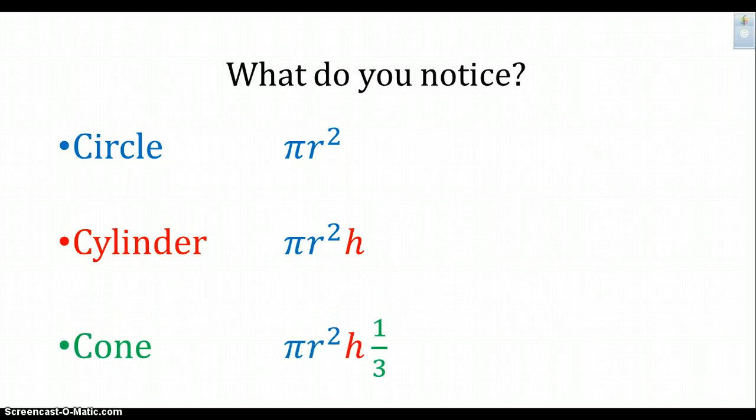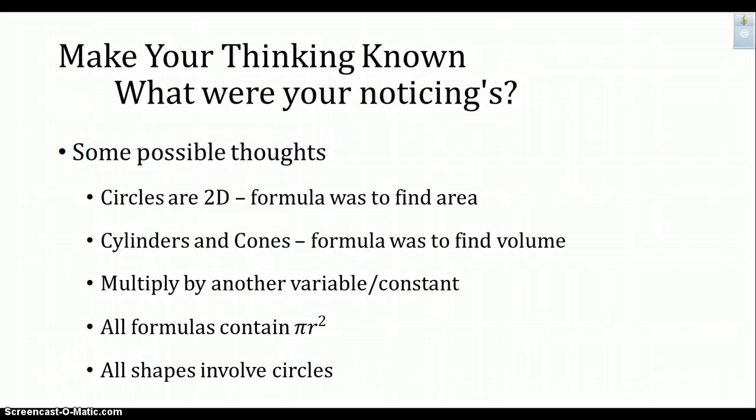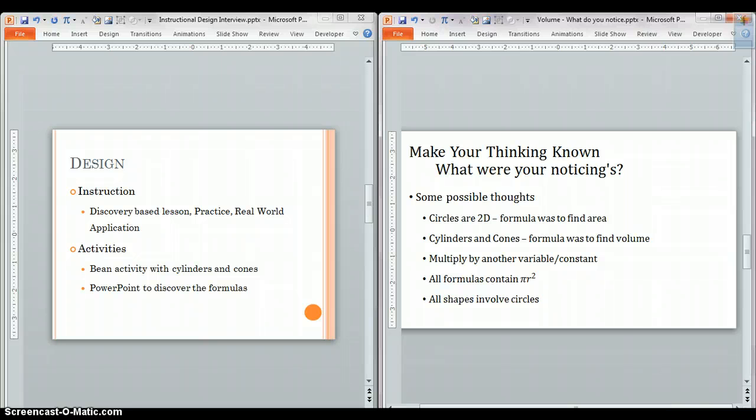This time I used color coding to try to get the students to see how the pi r squared is consistent in every formula. And then as the circle turns into a cylinder, you're now multiplying it by the height because the height has been added to the 2D surface to change it into a 3D. And then from there, the 1/3 comes into play, where we talked about the cylinder and the cone, multiplied onto the end as well. So from there, we should be able to have a pretty good class discussion.